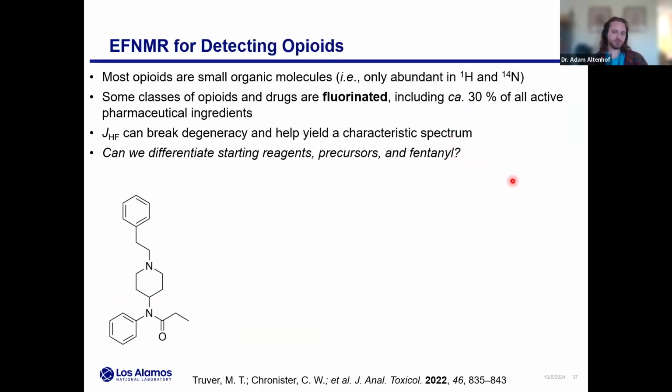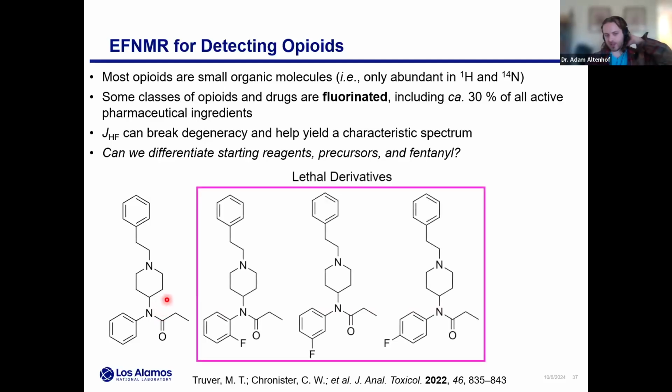Okay, so to get to the finish line here, we're curious about using Earth's field NMR for detecting opioids. So here, again, looking at this fentanyl compound, I told you we cannot observe just proton-proton coupling, of which there's plenty here. 14N is an abundant heteronucleus, but I've described how it only causes line broadening in the spectrum. So really what we want to do is recognize that there are lethal variants of fentanyl that are fluorinated. In particular, where this fluorine either shows up at the aniline ring or this phenethyl ring.